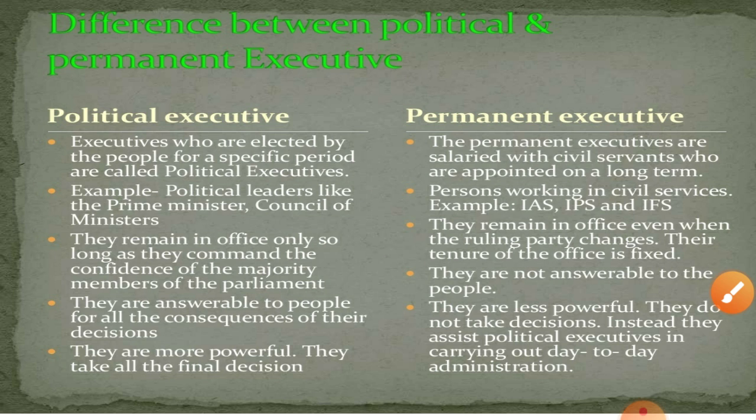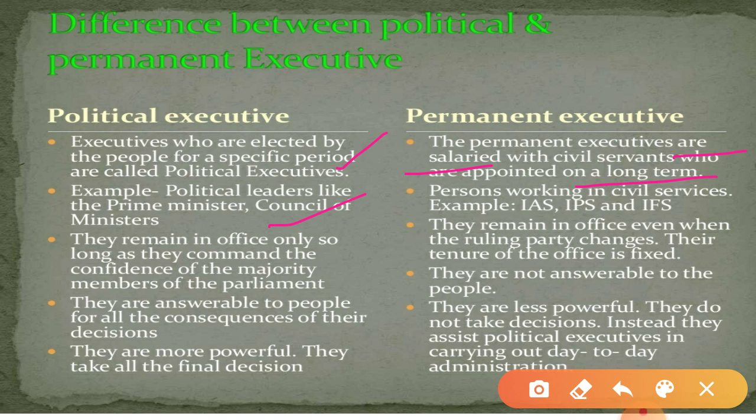Now we'll see the difference between the political and the permanent executives. What is the difference between them? Political executives are exclusively those who are elected by the people, meaning the representatives. On the other hand, civil servants are appointed on a long-term basis through different examinations. Second, political leaders like the Prime Minister and the Council of Ministers are political executives, and the permanent executives, as I told you, are like IAS, IPS and IFS.